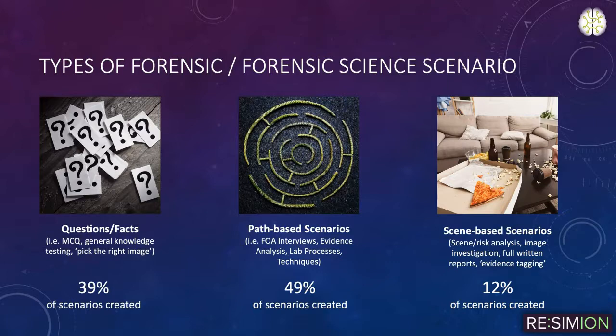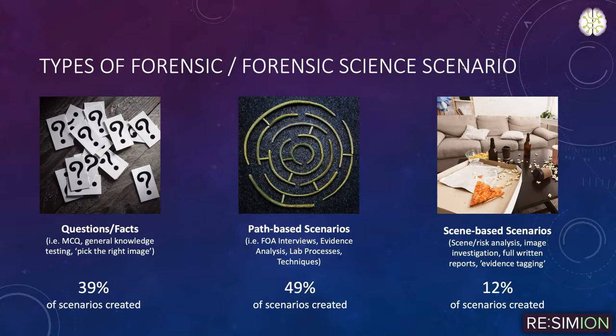The second type, path-based scenarios, accounts for 50% of the scenarios created. And this is where we start to get more problem-based. Path-based scenarios are scenarios where you're presenting your learners or students with a particular problem. And that problem requires some sort of solution. That might be an outcome, that might be a hypothesis, that might be identifying the risks in a scene.